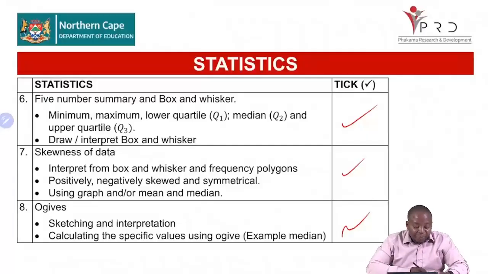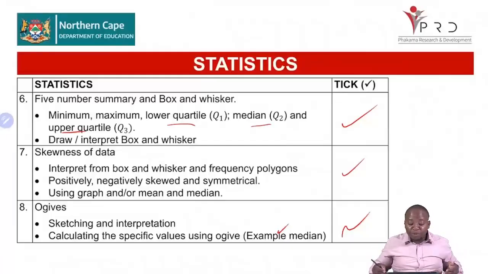Then number 8, am I able to work with the ogive curves? Am I able to sketch and interpret the ogive curves? Am I able to calculate specific values using the ogive curve? For example, can I find the median? Can I find the lower quartile, median, and the upper quartile? So we must be able to find those 3 using the ogive curve.